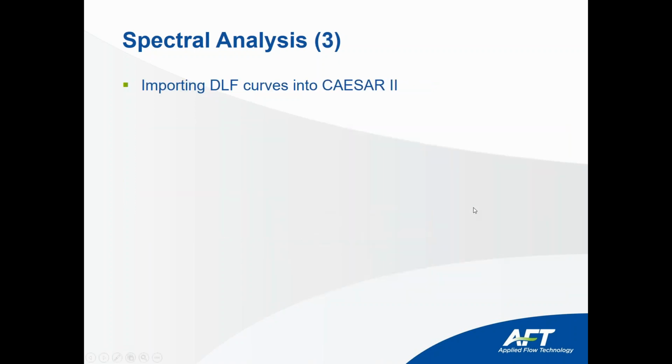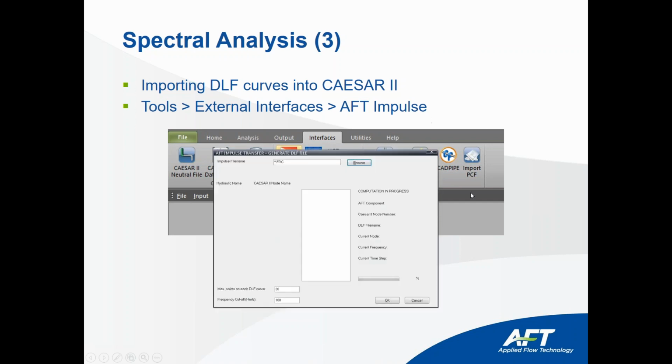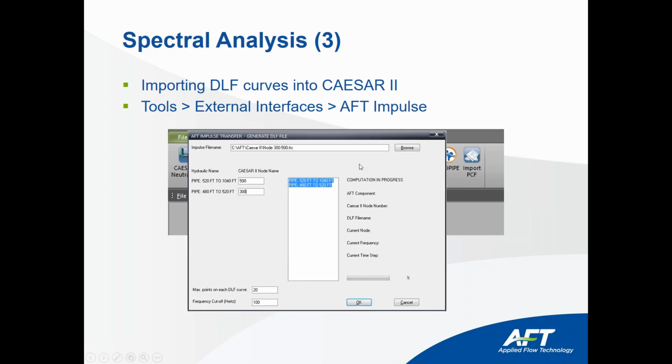So once you do that, you open Caesar, and you import the DLF curves into Caesar. To do that, you go to Tools, you go to External Interfaces, and you go to AFT Impulse. So this would be the Caesar manual. You would go to Interfaces, you would go to AFT Impulse. When you do that, it brings you this window. So you select Browse, and you select the file that you created using Impulse.